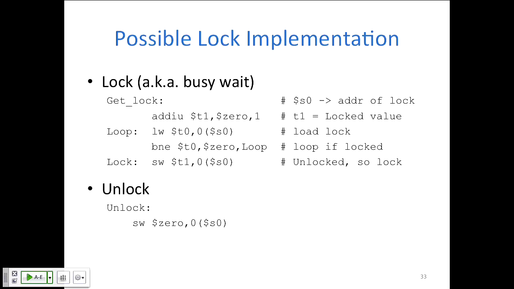I drop through. I store 1 into the lock. At that point, I've got the lock. It's locked. Then when I'm done, the unlock is very simple. I just write 0 to that memory location. That's how you unlock.